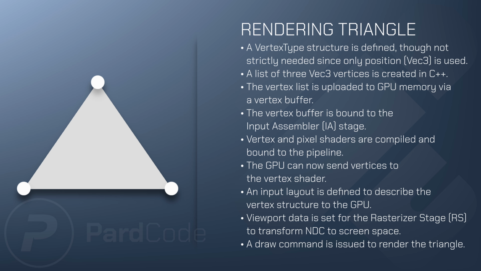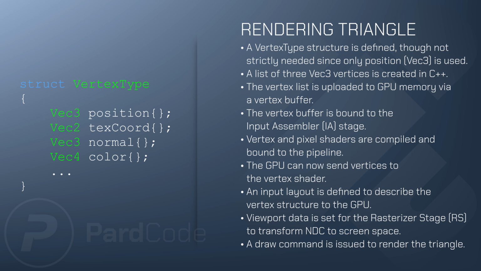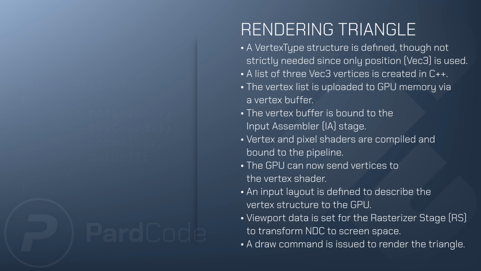So, how can we use them to render the triangle on the screen? First, we need to define the corresponding C++ structure for our vertex type. However, since our vertex currently only includes the position attribute, let's keep things simple for now and represent it using a three-dimensional vector instead of defining a full structure. Later on, once we add more attributes such as color, normals, or texture coordinates, we will go ahead and define the structure properly to include all the necessary data. Next, we create a list of three vertices of type vector3 in C++ code.